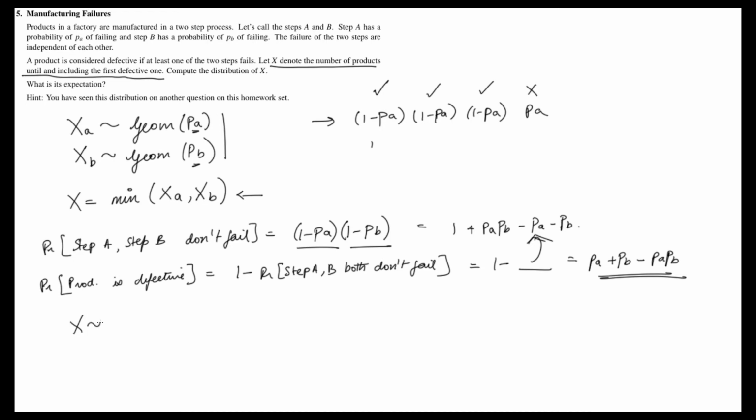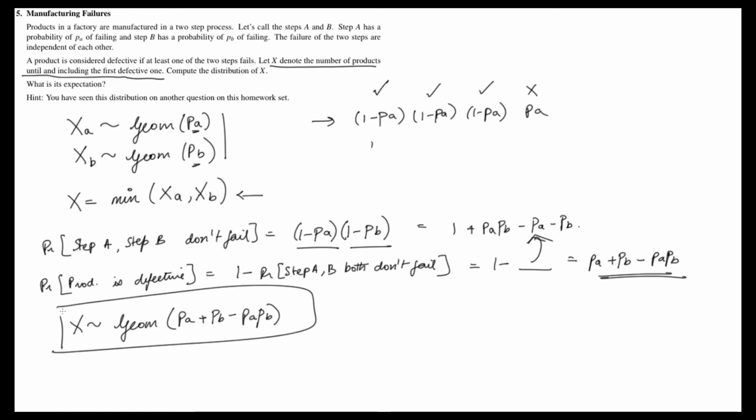So we see that X is now distributed with a geometric distribution with parameter PA plus PB minus PA PB. That's it. And that is the distribution of X. So the minimum of two geometric distributions is a geometric distribution. So now we've computed the distribution of X.